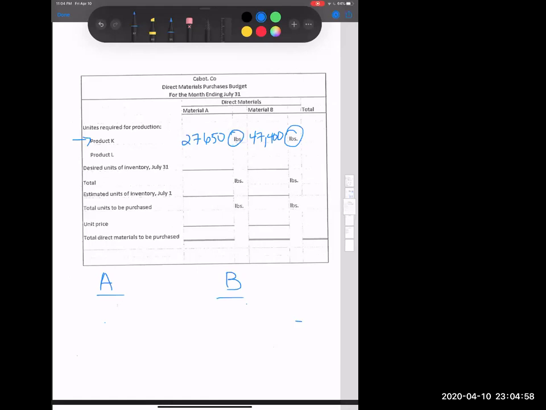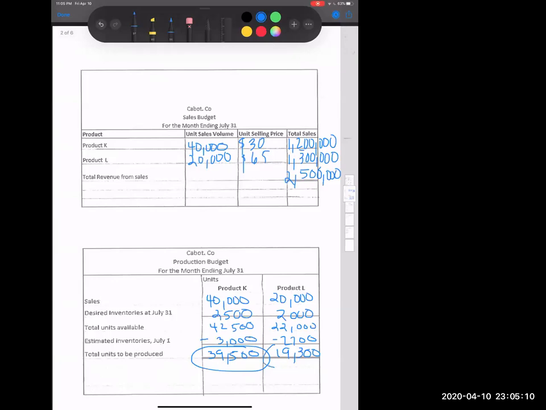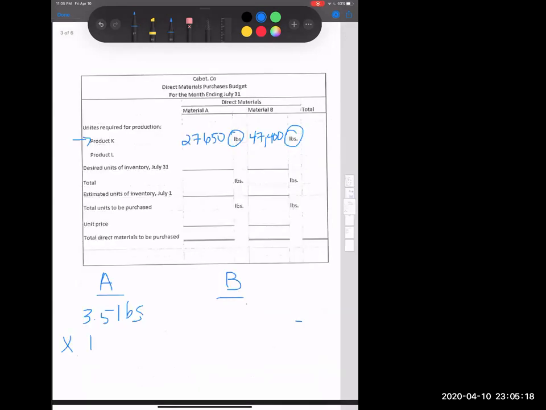And then we said that for product L, we need a total of 3.5 pounds of material A, right? Times what is our quantity? Well, if we go back here, we're producing a total of 19,300 units of product L. So we're going to multiply times 19,300 units. Okay. So once we do that, we come up with a total of 67,550 pounds.